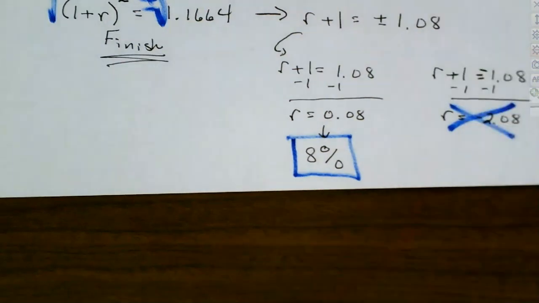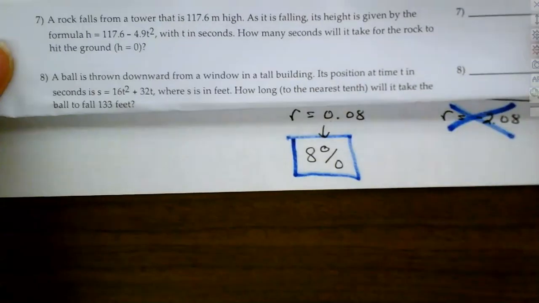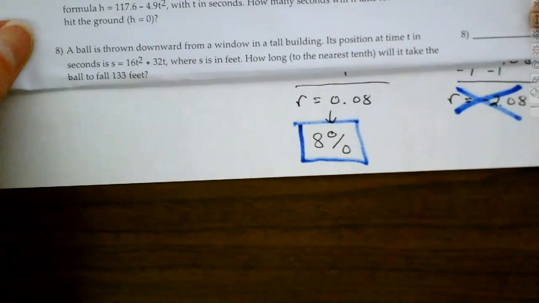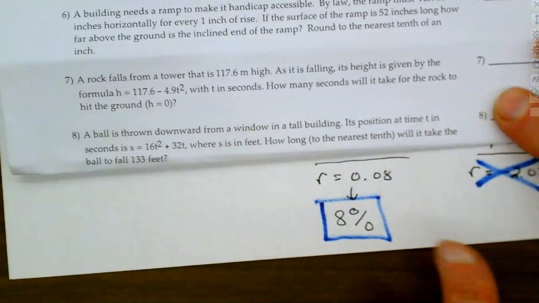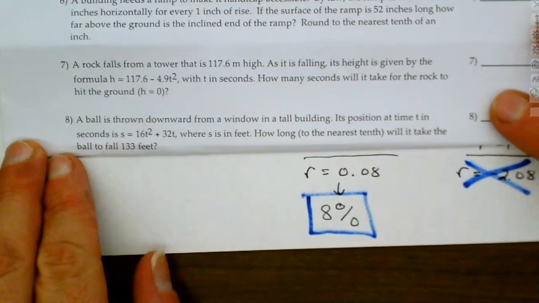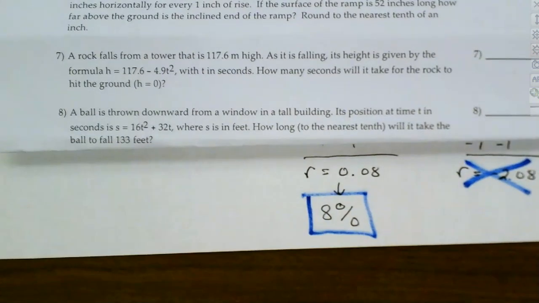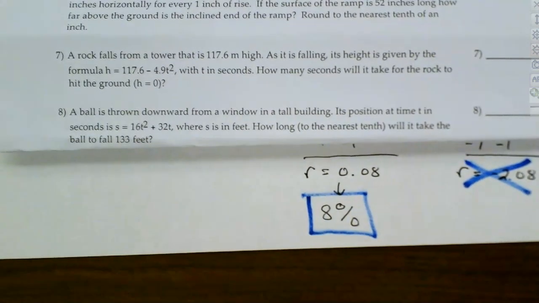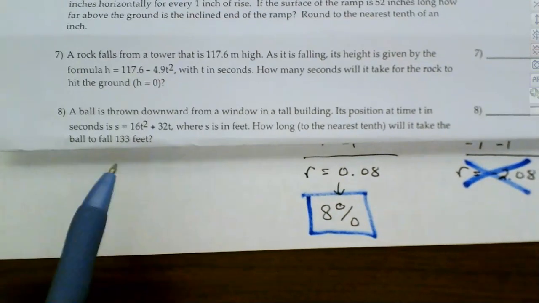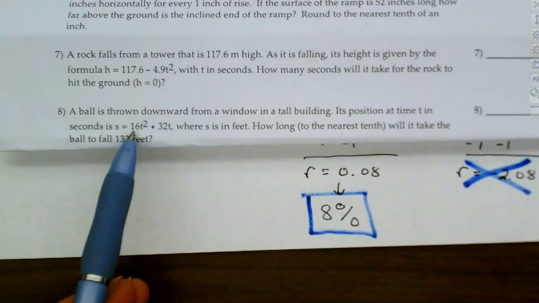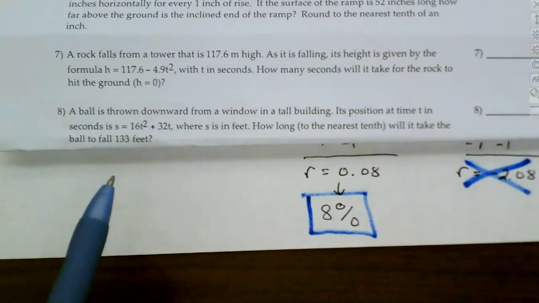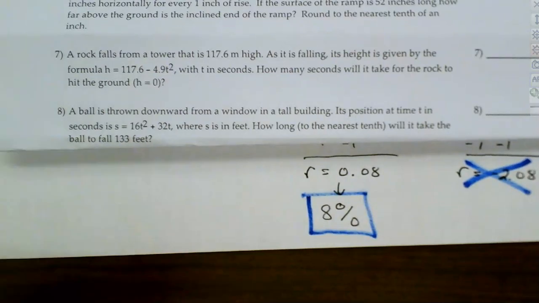Okay, question 8. What we're doing on question 8 is we're plugging values into a formula. So question 8, and I'll leave this up so you can copy that down too. But question 8, we're looking at throwing a ball downward from a building. You're given this equation. S equals 16t squared plus 32. And S is going to be how far it goes down.